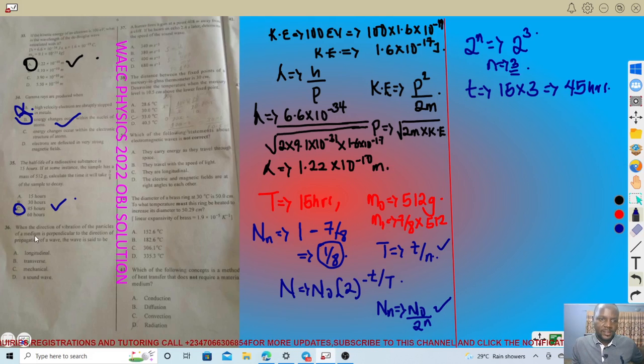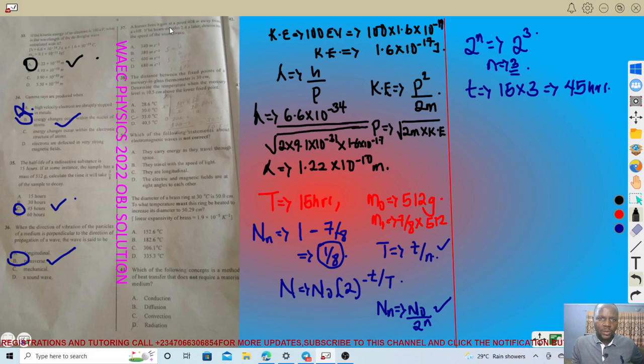The next says 36. When the direction of vibration of particles of a medium is perpendicular to the direction of the wave, that's just a definition question. The wave is what? A transverse wave. I hope we all get that, as it's more like a bonus mark. The next is 37.